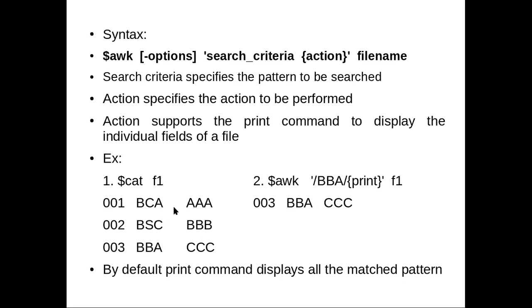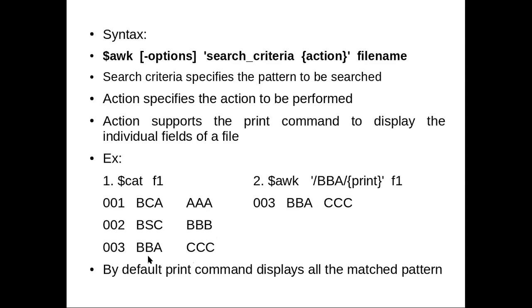So look into the first record. In turn it contains 3 fields. The first field is 001, the second field is BCA, and the third field is AAA. So when we consider the file F1, it contains 3 records and each record contains 3 fields. Now I am going to give this file as input to the awk command. The awk command will be able to process or perform operations on each field of the file. Now, our intention is to extract the line which contains the pattern BBA.